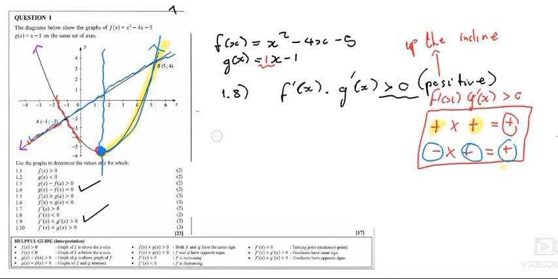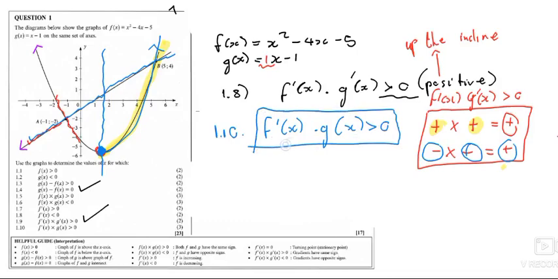Now, to test whether you understood what we just did, I want you to do the last one for me. It says, when is the derivative of f of x multiplied by the y values of g of x greater than 0? Please do this one for me and send it to me so I can see what you did right there. I'll see you on the next one.